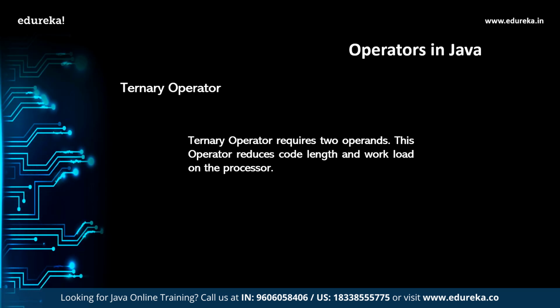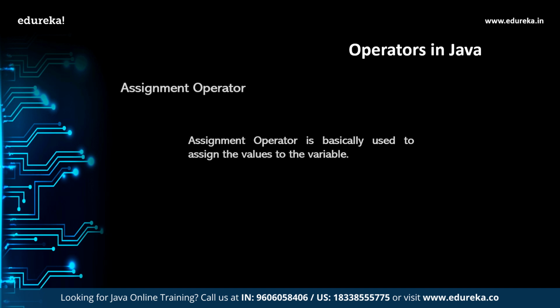Now let's move ahead and understand the next type of operators, that are the assignment operators. Assignment operators are basically used to assign a value to a variable. So when we declare a variable in any programming language, we declare it like a is equal to 5, where we assign the value of 5 to the variable a. So this is how the assignment operators work, and these were the operators involved in the Java programming language.